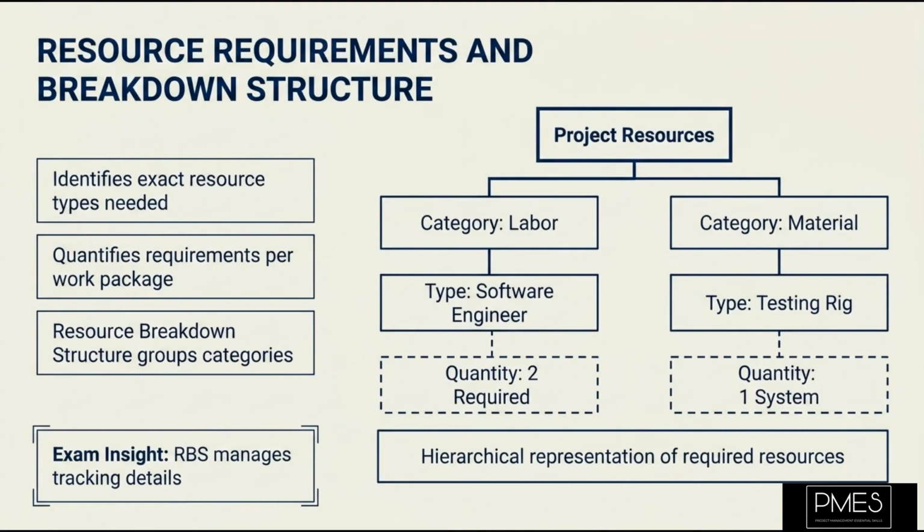Building on this, you will also determine specific resource requirements. This means identifying the types and quantities of resources needed for each work package or activity. For example, you might need 2 senior software engineers, 1 specific testing rig, and 100 units of a particular raw material. To organize these requirements effectively, you create a Resource Breakdown Structure, or RBS. The Resource Breakdown Structure is a hierarchical representation of resources by category and type. It helps you manage and track resources at various levels of detail, much like a work breakdown structure organizes work. This is a common exam area, so pay close attention to this distinction.